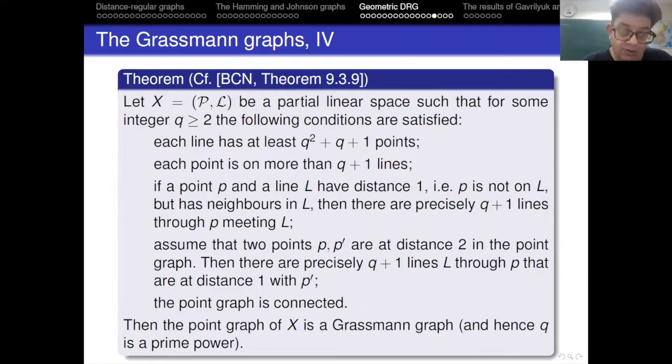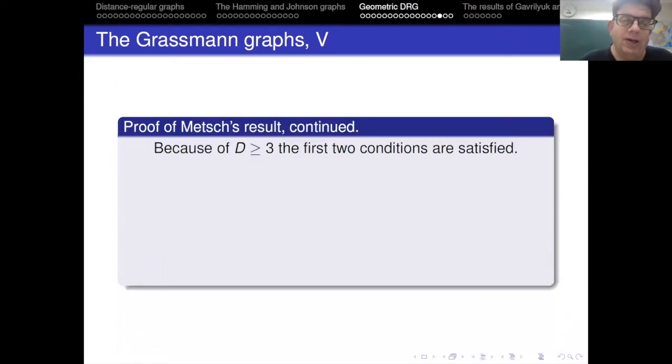And hence, q must be a prime power. So we did not assume q is a prime power, but you get that q must be a prime power. You must have a field of order q. That's the reason you have to have a prime power. So I already said that because of diameter at least 3, we have that every line has at least q squared plus q plus 1 points, and any point lies on more than q plus 1 lines.